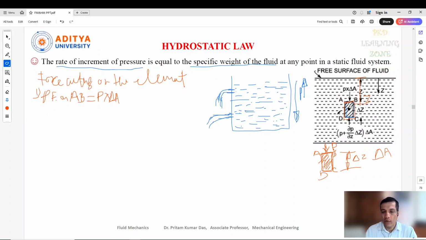Now, similarly, the pressure force acting on another surface, let's consider CD, the pressure force on CD.